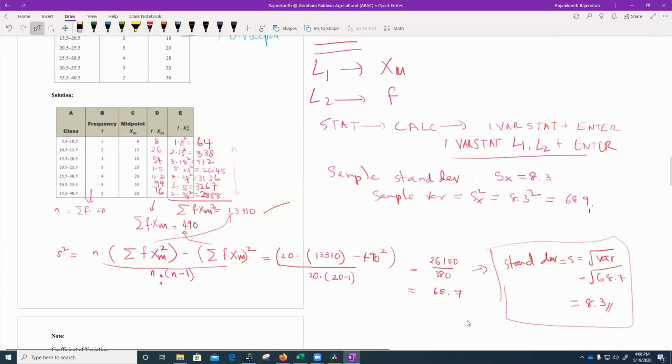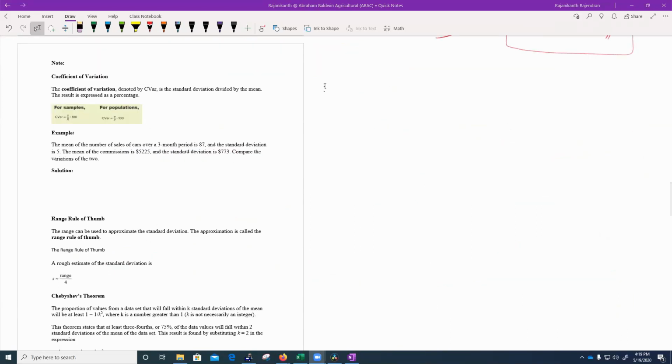But when you do manually, you got 68.7. Doesn't matter because remember we found the standard deviation manually by rounding up. Because of the rounding of the numbers, you may have different values when you use the calculator and manual, but it's okay. You could use either answer. Okay, so that is the way. Now I believe you all are getting familiar with the calculator. Good. Okay, let's move to the next topic.